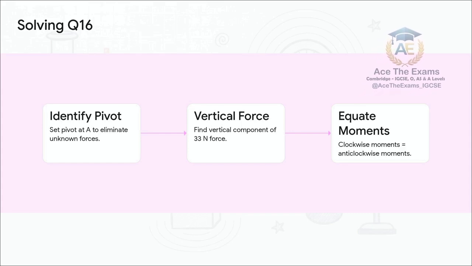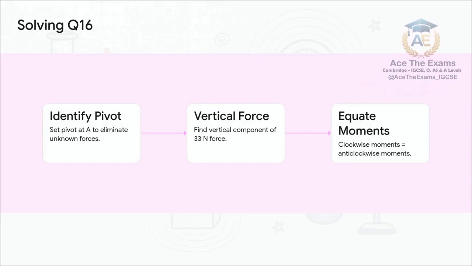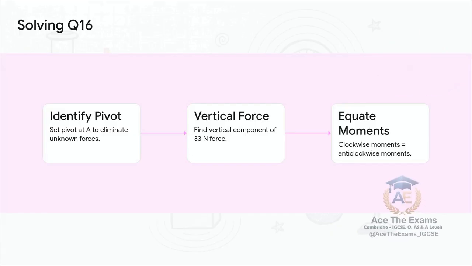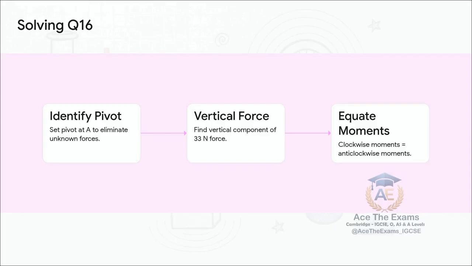Step 3, equate the moments. Clockwise equals anticlockwise. What's pulling it clockwise? The beam's weight, W, acting right in the middle, so at 0.20 meters since it's a uniform 0.40 meter beam, plus that 12-newton bucket acting at the very end at 0.40 meters. And what's pushing it anticlockwise? That vertical component of the 33-newton force we just found acting at 0.30 meters.